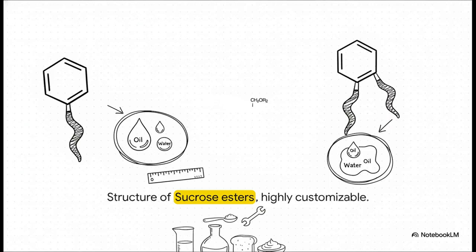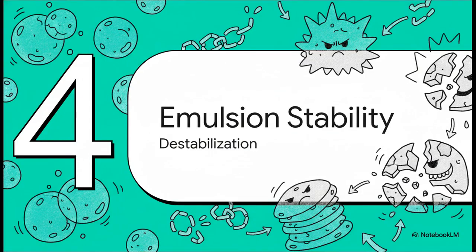What's so amazing about this is the customizability. Just by tweaking the degree of esterification, like adding more or fewer fatty acid tails, food chemists can completely alter the molecule's functionality. For example, a sucrose monoester is a fantastic oil and water emulsifier, while a diester works much better for water and oil systems. It's literal precision chemical engineering.